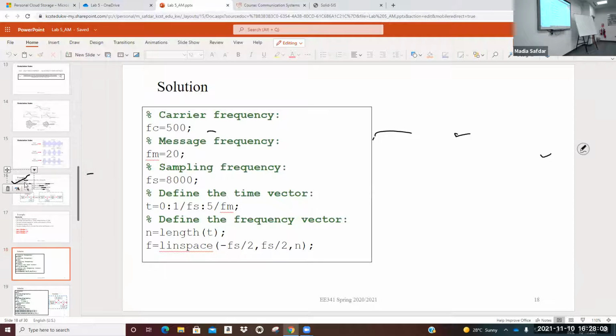First of all, define the carrier frequency. Define the message frequency.